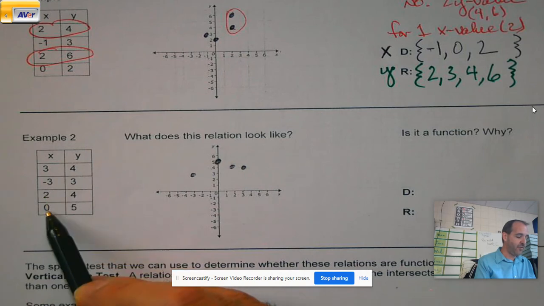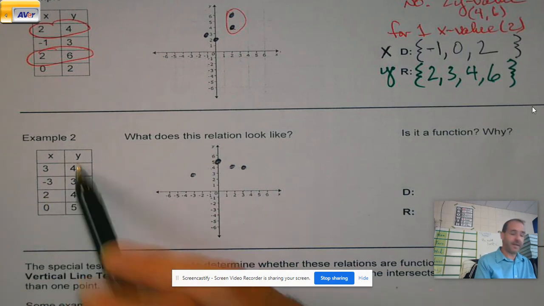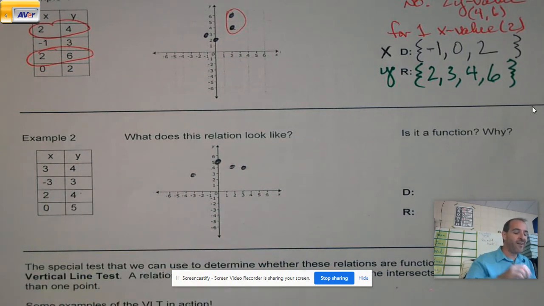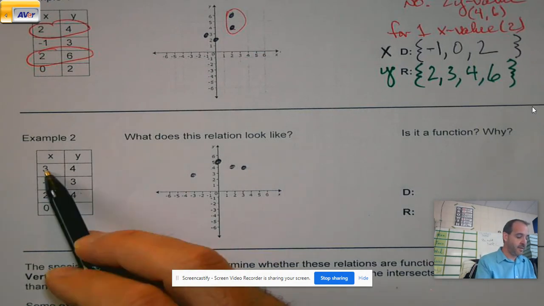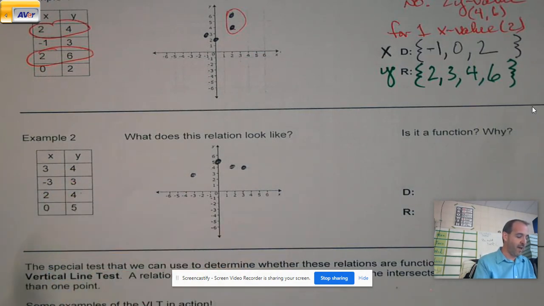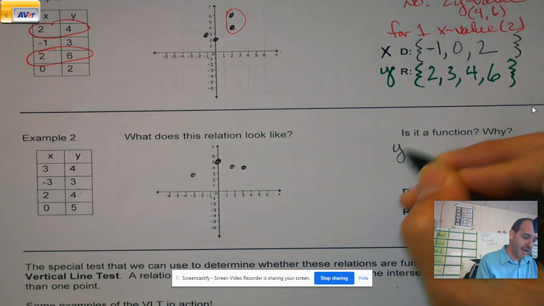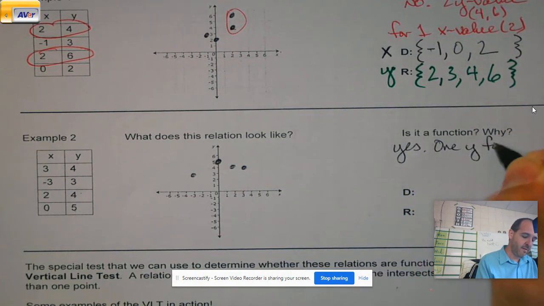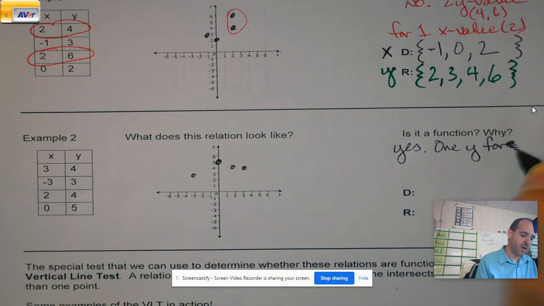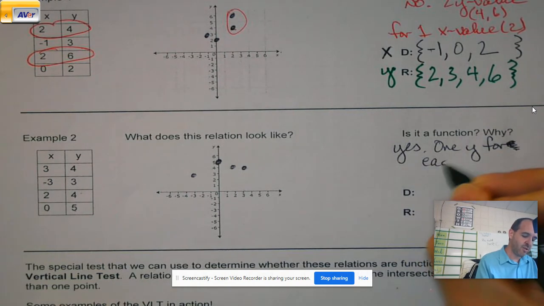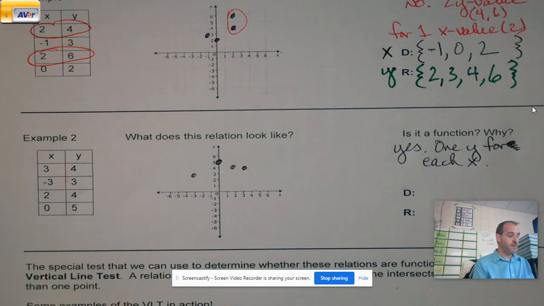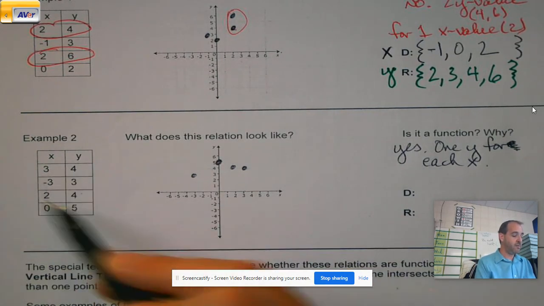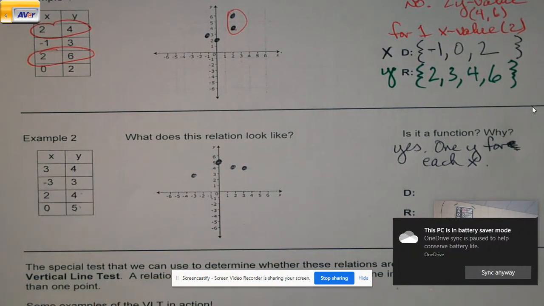All my x values are different. Well, y repeats. Again, doesn't matter. One y for each x. Does each x value here only have one y value? Yeah. Oh, man, this is getting crazy a little bit. So is this a function? Yes. 1y. Oh, not 4. We're not golfing. For each x. If you have it in a chart, okay? We leave it that way.